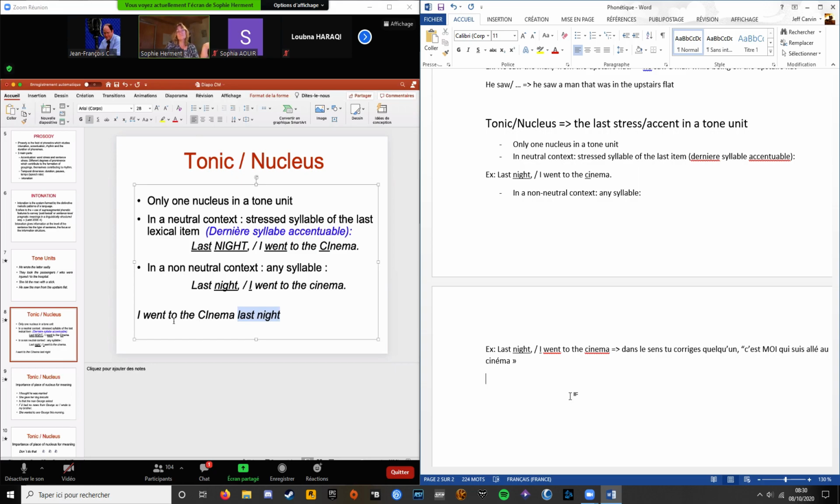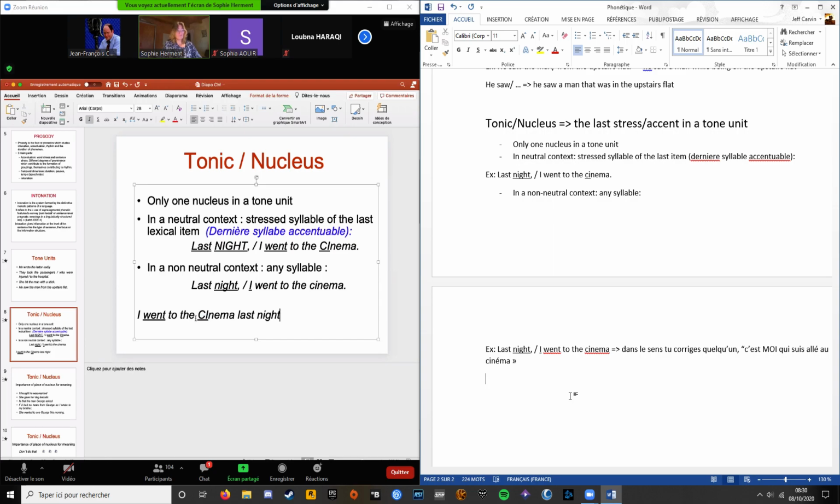So what you would like to emphasize, or at least what you would like to make important, is the fact that you went to the cinema. So your sentence stresses would be went and cinema. Okay, not last or night, because already known. So you'd have, I went to the cinema last night.